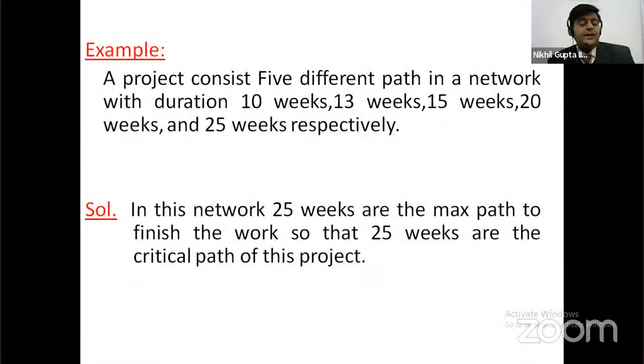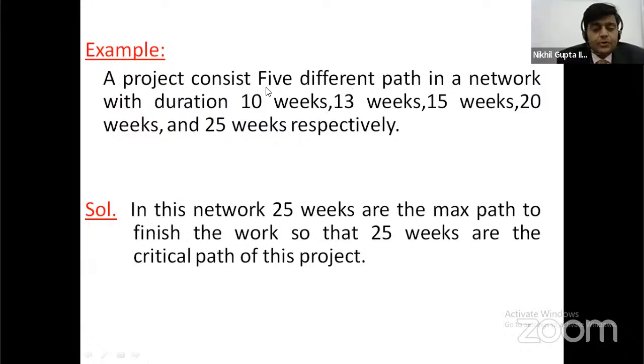Next, by this example, we can explain what the critical path method is. A project consists of 5 different paths in a network with durations. One is 10 weeks, the second is 13 weeks, the third is 15 weeks, the fourth is 20 weeks, the fifth is 25 weeks respectively.